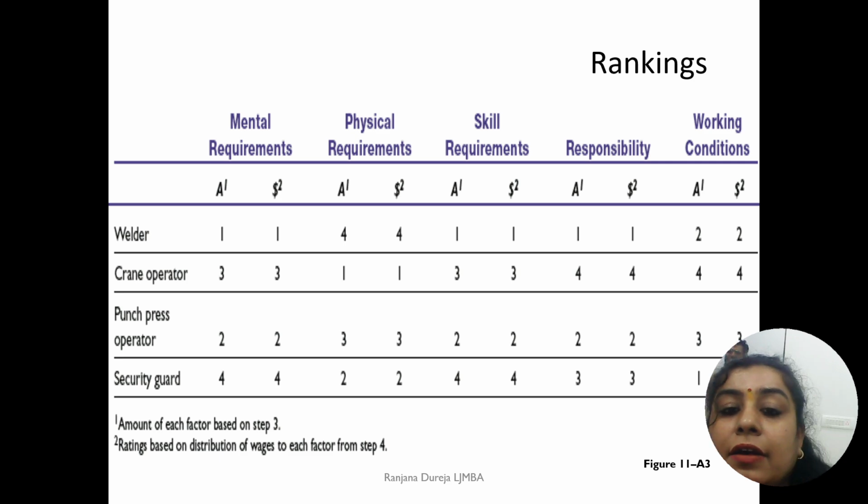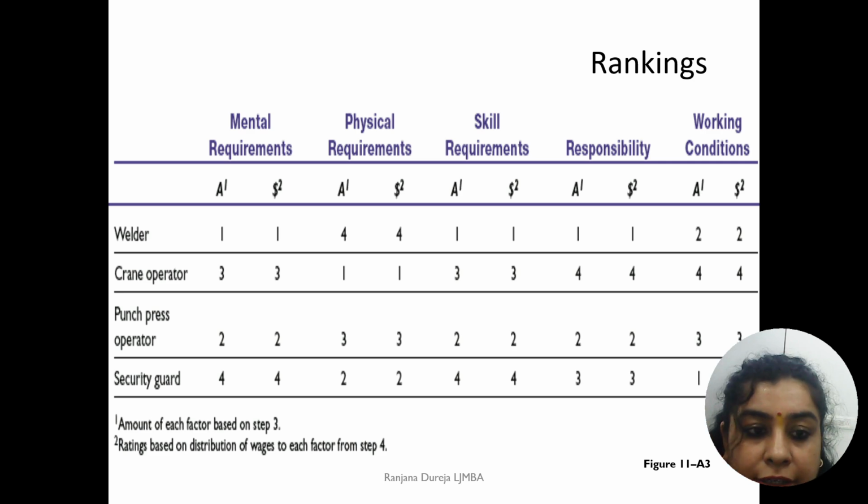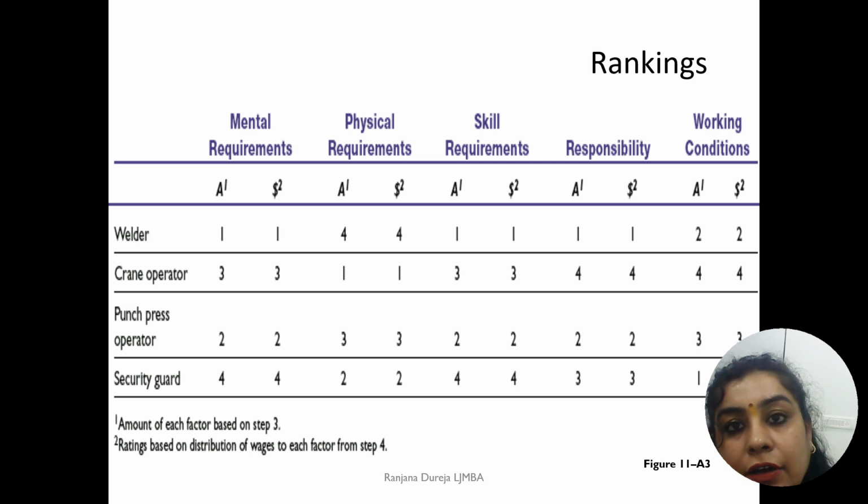Here these are five compensable factors: mental requirement, skill requirement, physical requirement, responsibility, and working condition. These are the key positions like welder, crane operator, punch press operators, and others. We have assigned ranking to each factor, and on the basis of ranking we have assigned the compensation. Here 1 is the compensation, that could be $1, which we have assigned based on the ranking. That's how this table completes, and it explains the concept of factor comparison on the basis of compensable factors along with different positions.